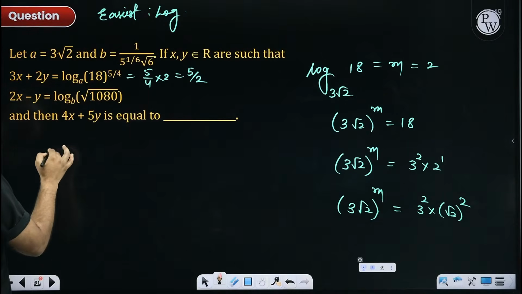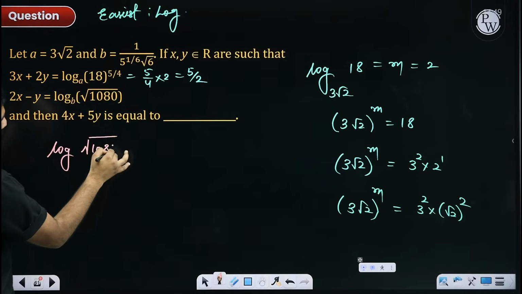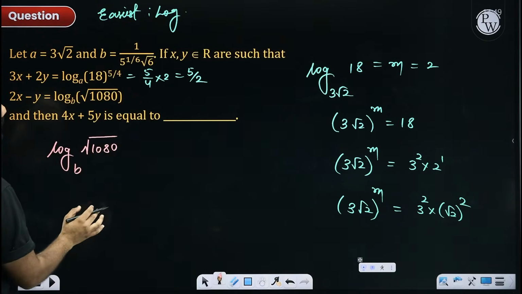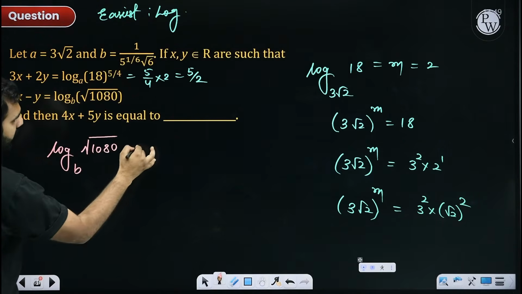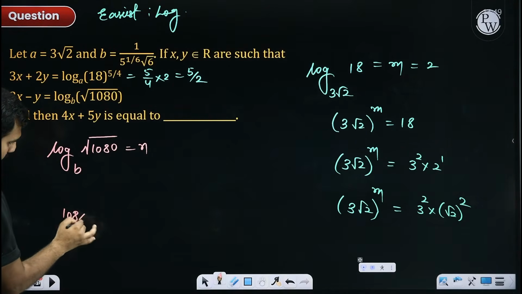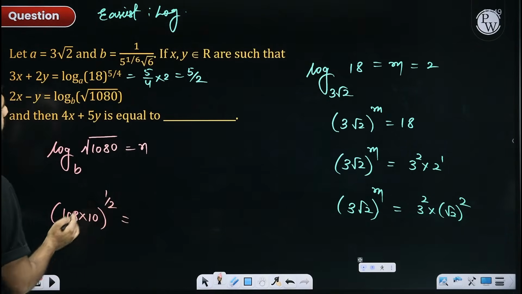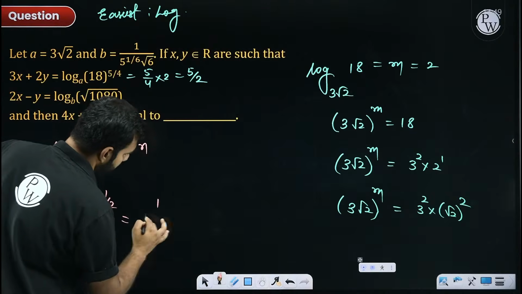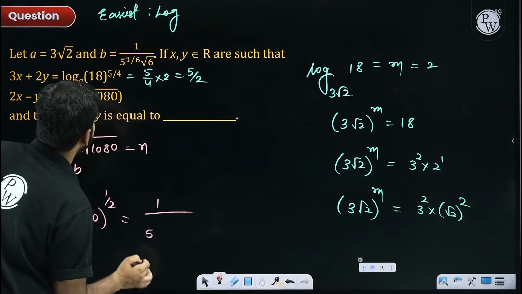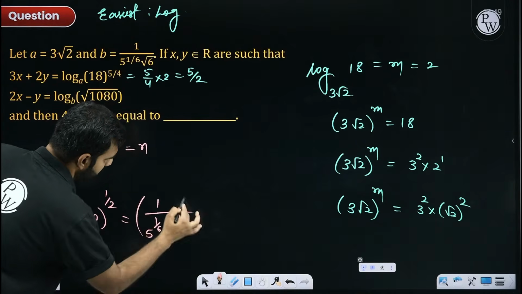This value I call n, log of under root 1080 at base b. What is b? B is this. I'll write that separately. Let me call it n. 1080, which is (108 into 10) whole raised to the power 1 by 2, will be b to the power n. What is b? B is (5 to the power 1 by 6 into 6 to the power 1 by 2) whole raised to the power.